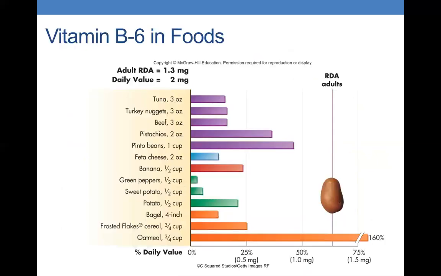Sources of B6 in foods. There's a picture of potato here. It is found in potatoes. It's found in meat, fish, poultry, whole grains, avocado. However, it is very easily destroyed by heat and processing. On average, in the United States, our consumption does exceed the RDA. There is an upper limit, and very high intakes of this potentially could cause nerve damage.